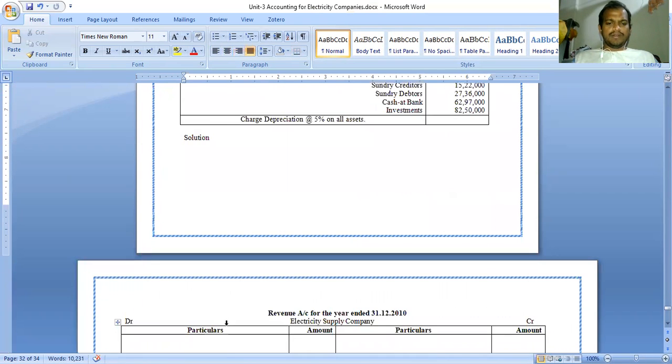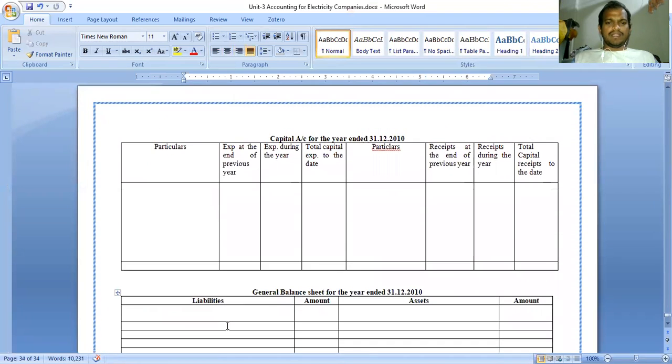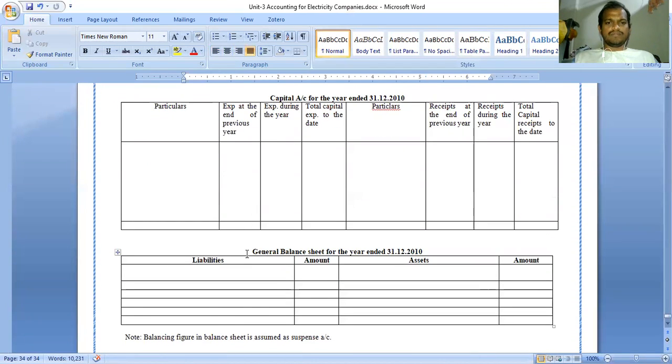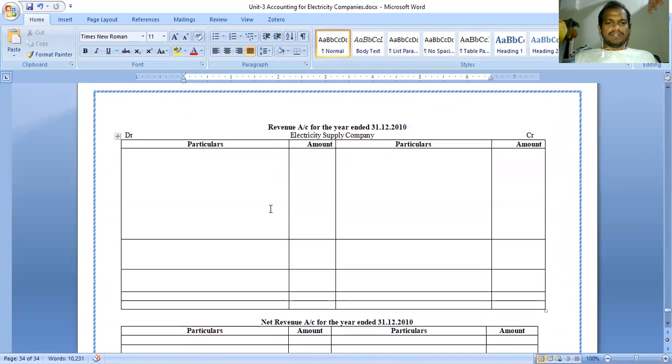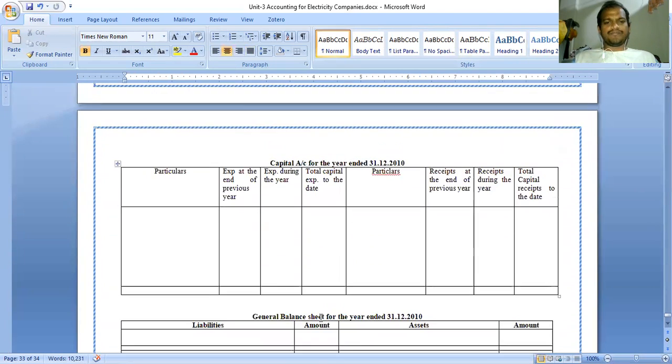We have to prepare revenue account, net revenue account, as well as the capital account and general balance sheet. So these two belong to nothing but profit and loss account. Revenue account is nothing but a profit and loss account. Net revenue account is nothing but profit and loss appropriation account. But the name is different.